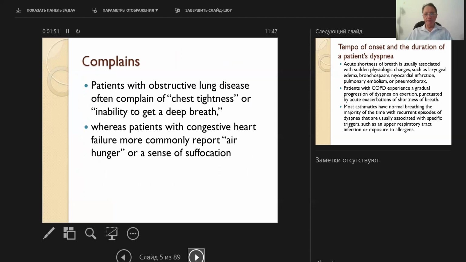A patient with broncho-obstructive syndrome often complains of chest tightness, of inability to get a deep breath. Whereas patients with congestive heart disease more commonly report a hunger, a sense of suffocation.